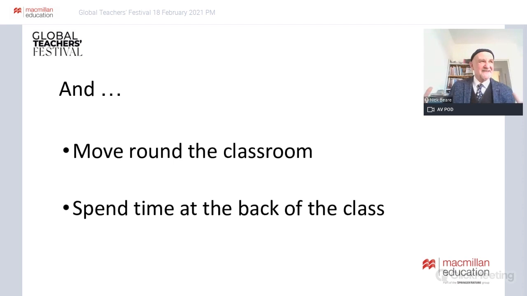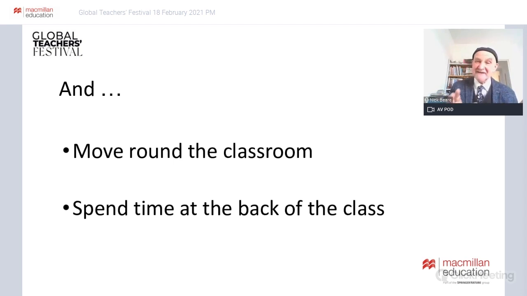Because otherwise the group becomes like the teacher and lots of little tribes. Whereas if you're moving around, the whole class is one, you're watching one whole class pull together. They're not quite so in their little groups, because they don't quite know what's happening behind them, be at the back of the class and so on. Not the whole time, but spend time there.